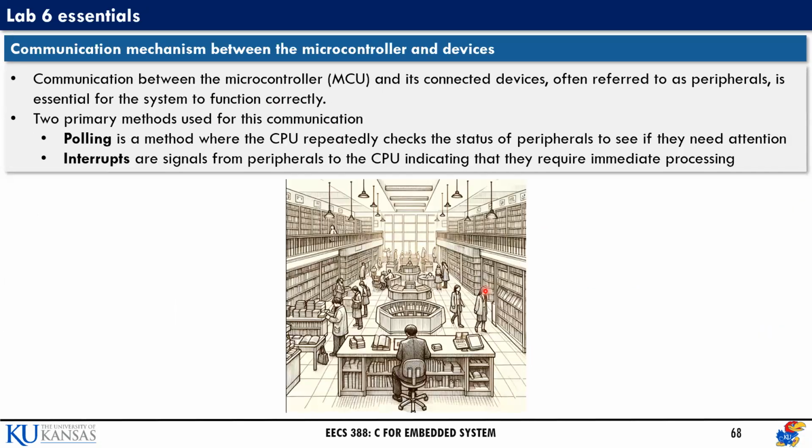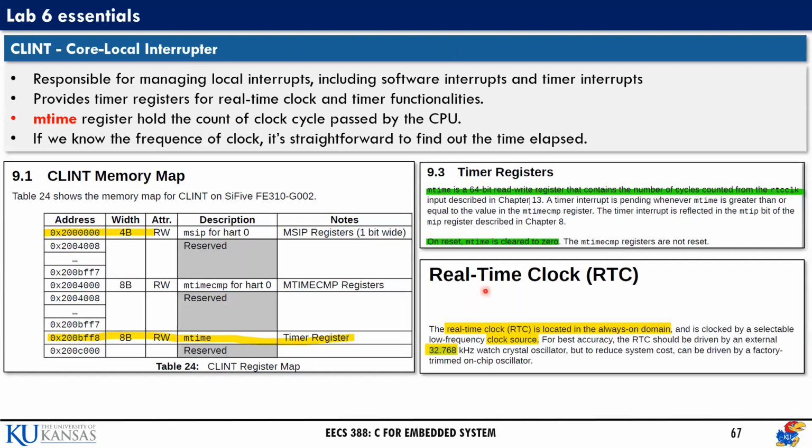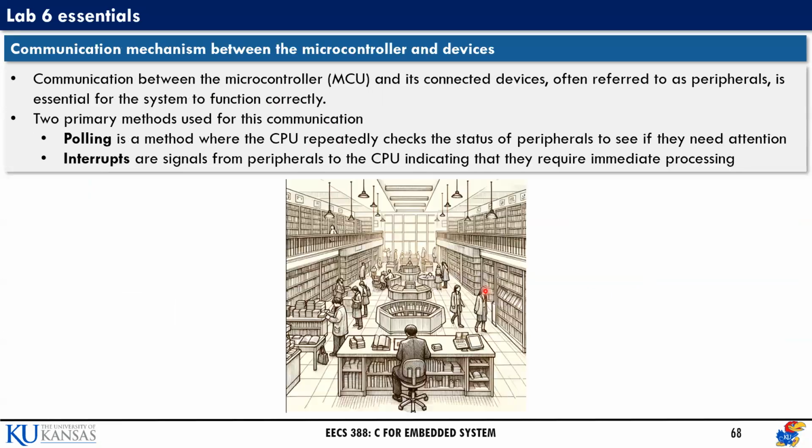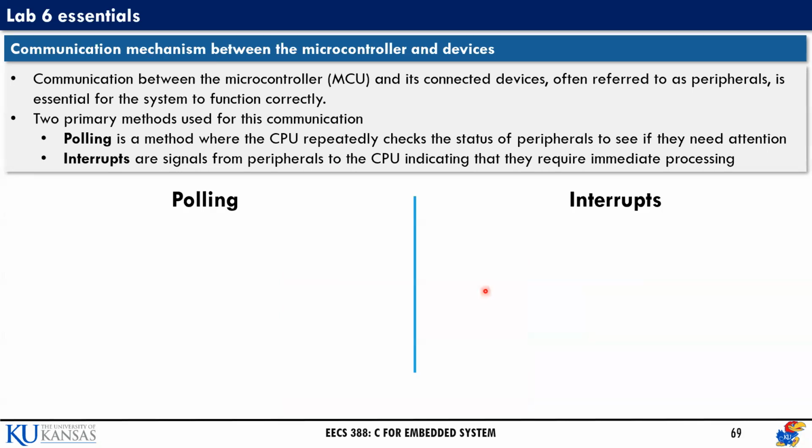So in lab 6, we'll also use the local interrupt, that is CLINT, and also the mtime register. But before that, we need to understand some other concepts. I believe you have already seen the lab 5 video, and you know how these two primary methods are used for communication, that is polling and interrupts.